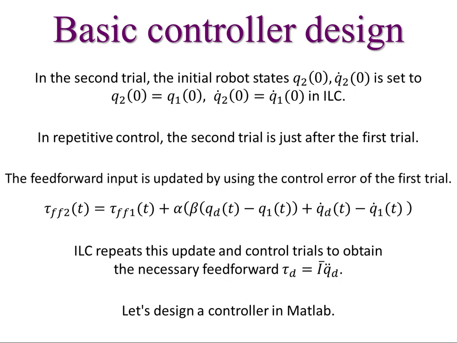Therefore, let's use a trigonometric function to set a periodic trajectory for the desired joint angle. Let's set the period of the desired trajectory to 1 second. Then, the desired angle is, for example, qd equals sin 2 pi t. Let's set the desired velocity based on the desired angle.